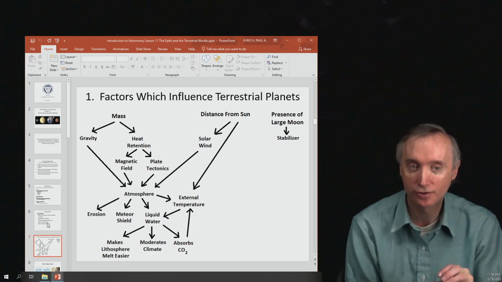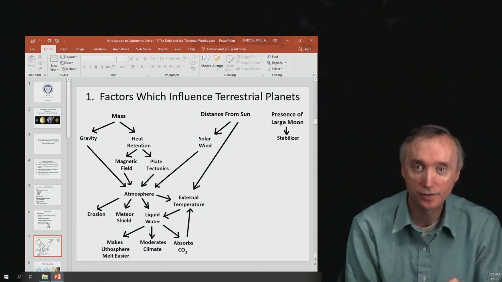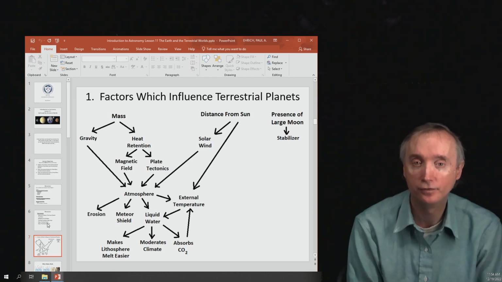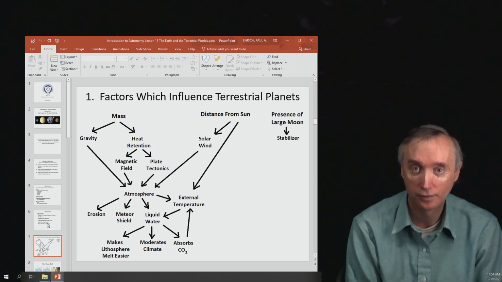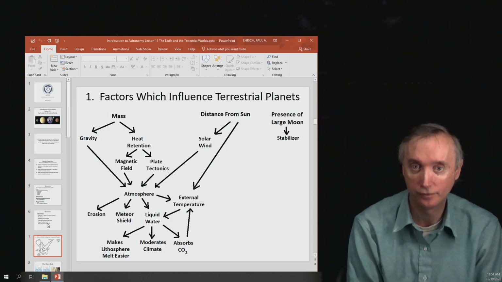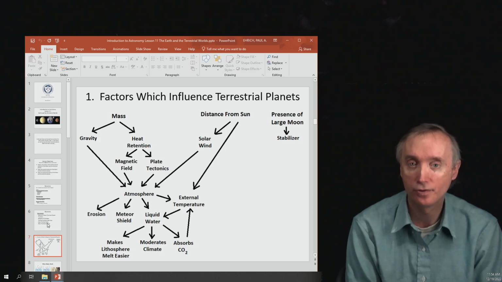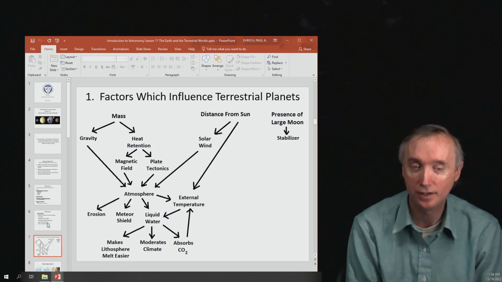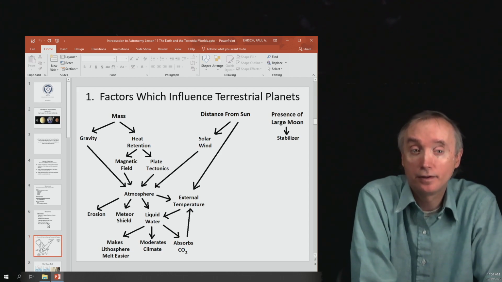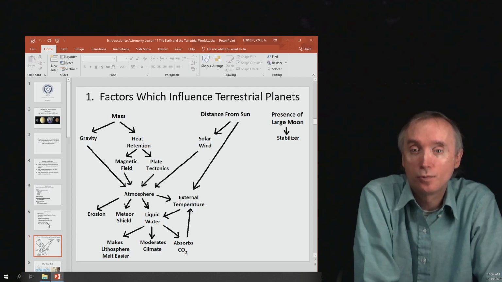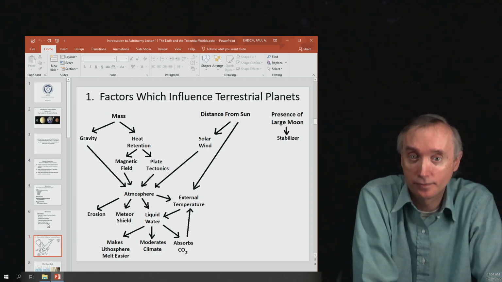So these are your initial dominoes, because the mass of the planet influences the amount of gravity that that planet is going to have. The larger the planet, the more gravity it's going to have. Also, the larger the planet, the more heat it's going to retain. Smaller planets cool off faster. And then that's important because the internal heat of a planet determines whether or not it's going to have a magnetic field and determines whether or not it's going to have plate tectonics.